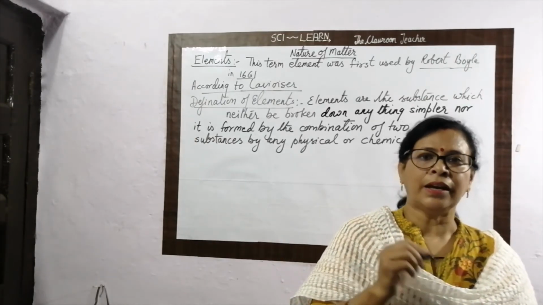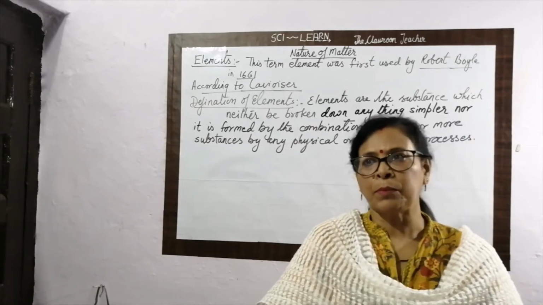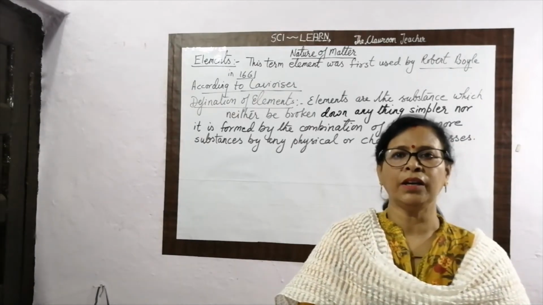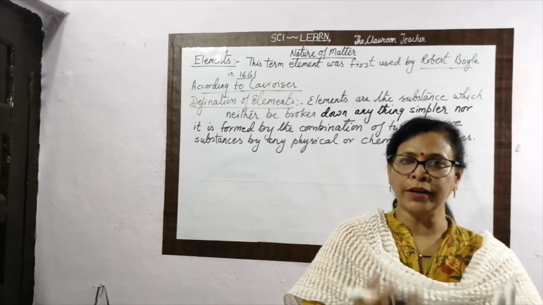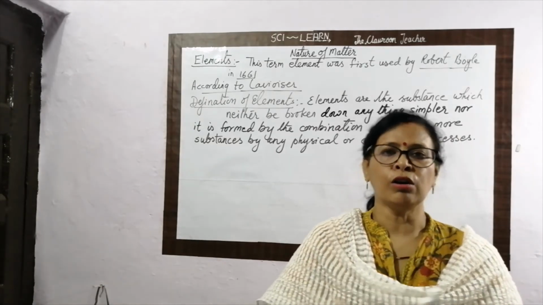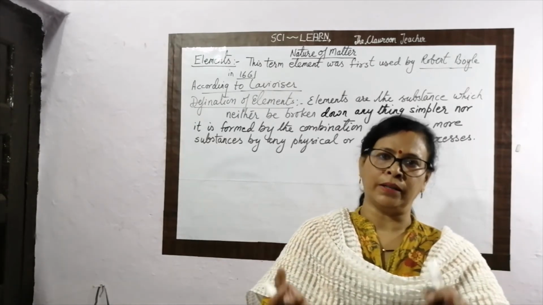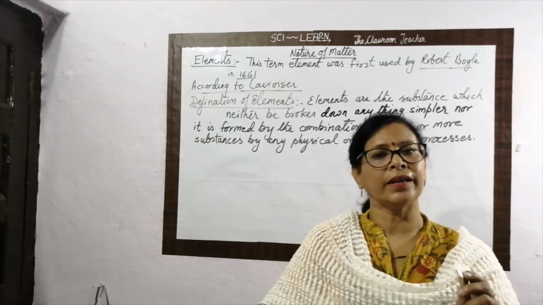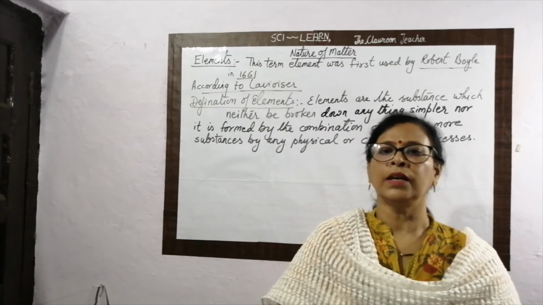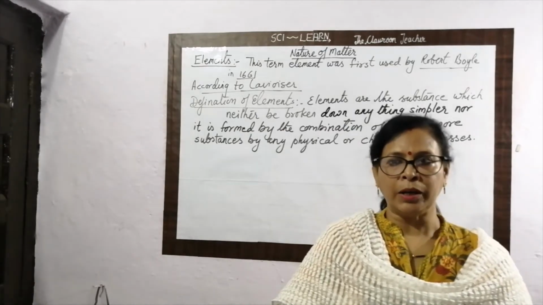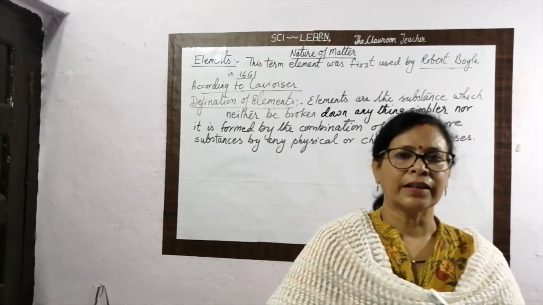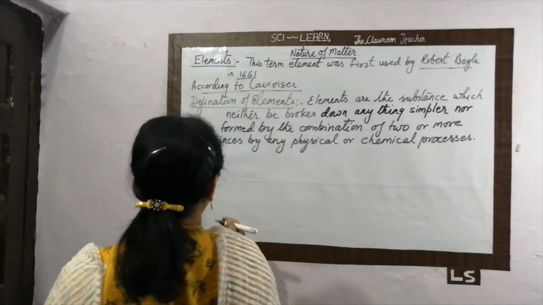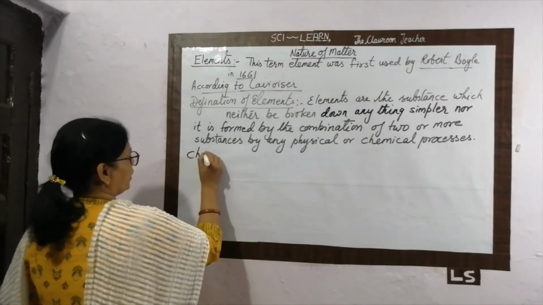So what is element? According to Lavoisier, a substance which can neither be broken down into anything simpler, nor is it formed with the help of 2 or more substances by any chemical or physical process, is called the element. Now let us move towards the characteristics of element.